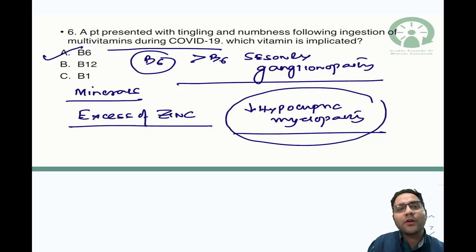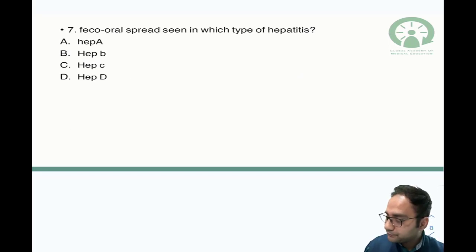For this question, if your options were given in the form of B6, B12 and other vitamins, B1 or vitamin D, your answer is B6 because excess of B6 causes peripheral neuropathy, right? But your option can be twisted in this way. When you have excess of zinc, you can have hypocupric myelopathy, right?